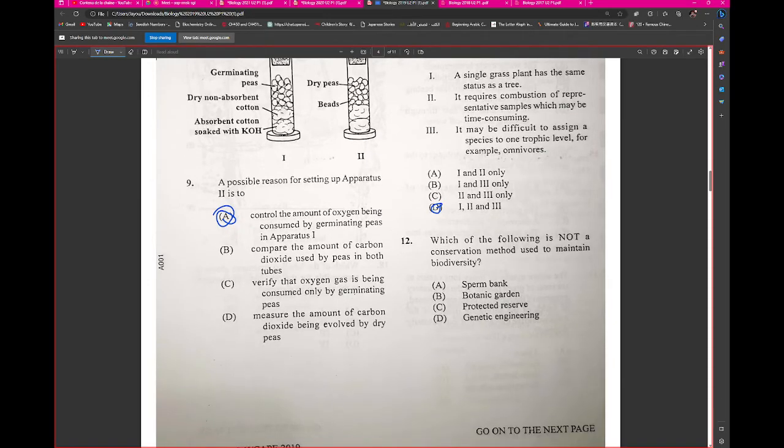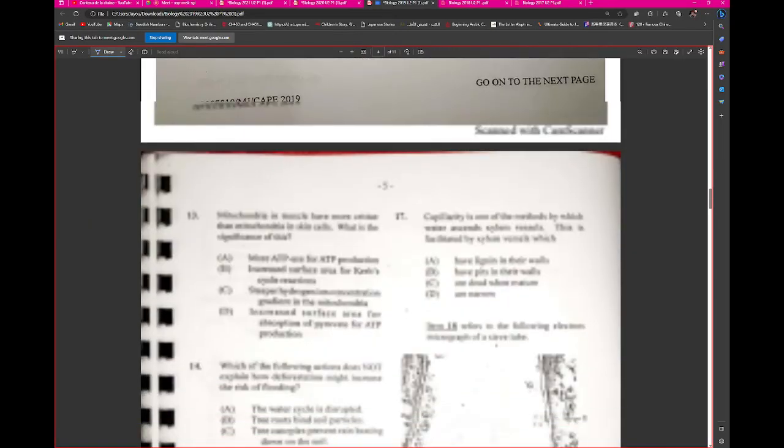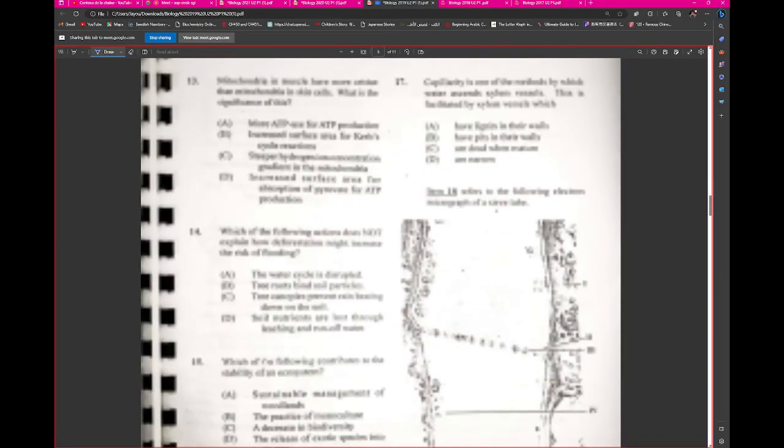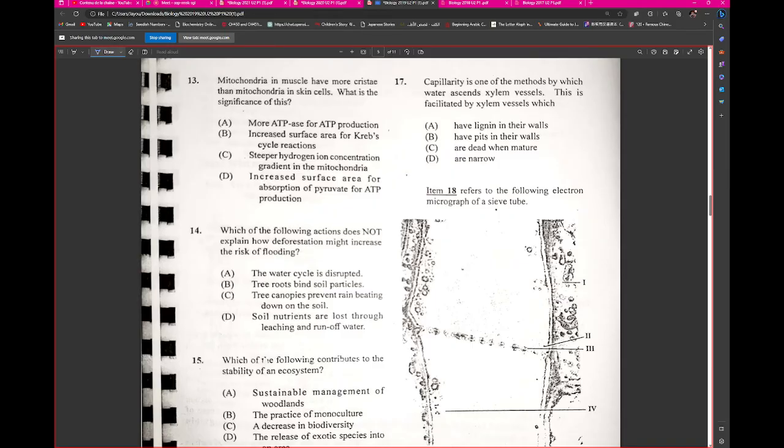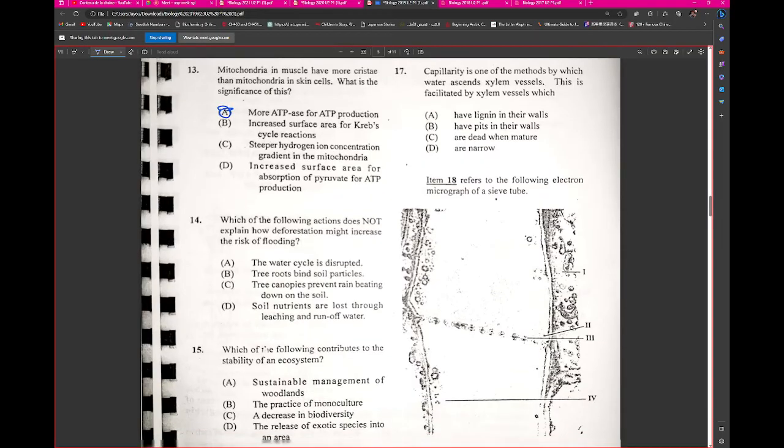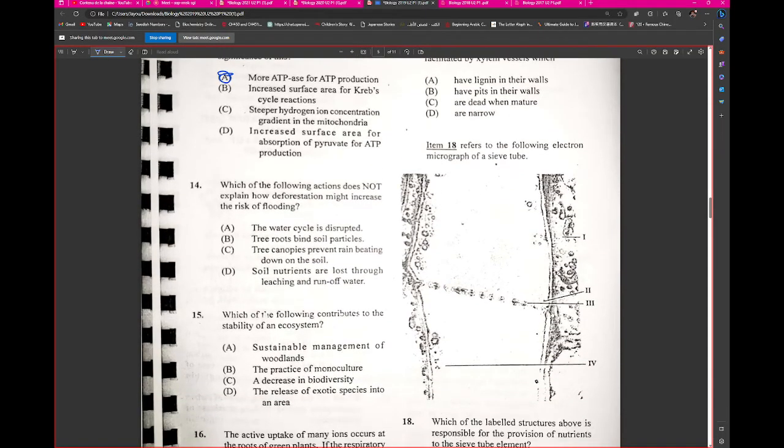Which of the following is not a conservation method used to maintain biodiversity? This would be genetic engineering. Alright, let's look at this down. The mitochondria. Okay, we saw this already. Alright. Which of the following actions does not explain how deforestation might increase risk of flooding? So, which of the actions do not explain this?